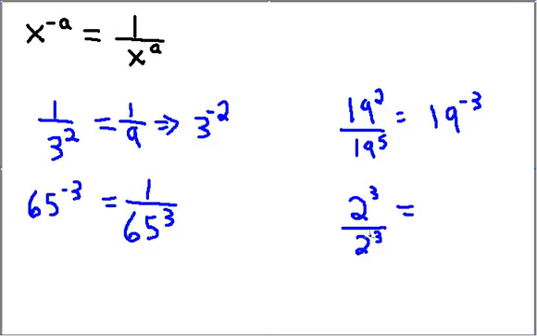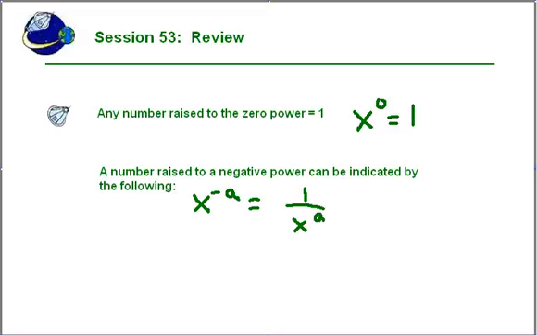Lastly here, 2 to the third divided by 2 to the third. We have the same base in the top and bottom, so that means our answer will also have the same base, 2. Then we subtract exponents. 3 minus 3 is 0. 2 to the third divided by 2 to the third equals 2 to the 0. And as a quick reminder, what is any number divided by itself always going to equal? Well, it's always going to equal 1. 2 to the 0, therefore, must also equal 1.